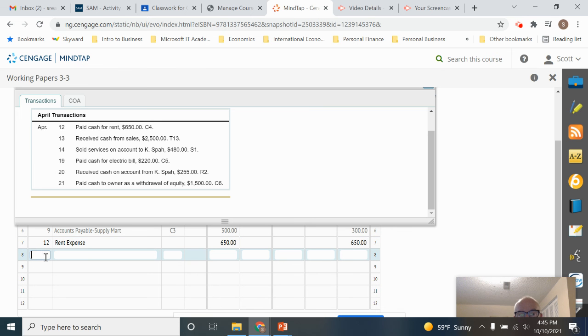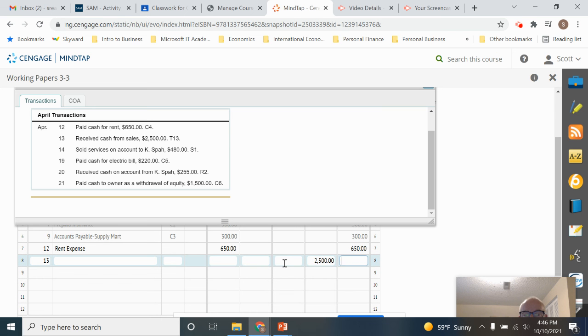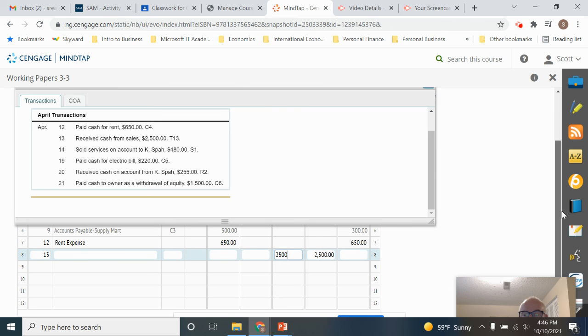Next transaction, the 13th. Receive cash from sales, $2,500. Okay. Well, we're debiting cash over here for 2,500. Guess I don't have to do the 0.00. Again, that's an increase to cash, debit to cash. Credit over here to sales is not $25.99. And again, it's going to put the 0.00 in there for me for sales credit.